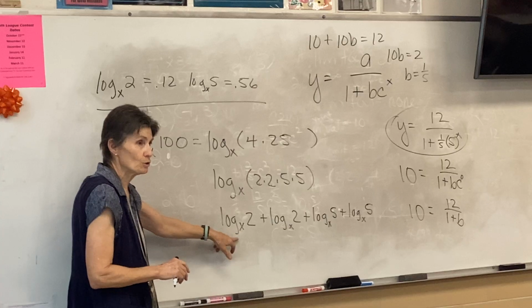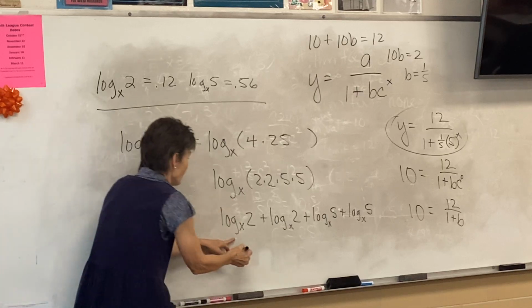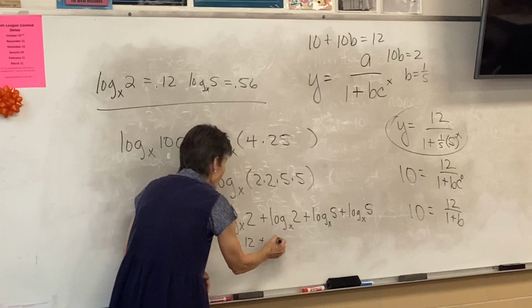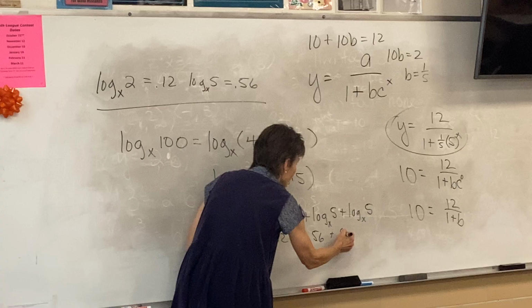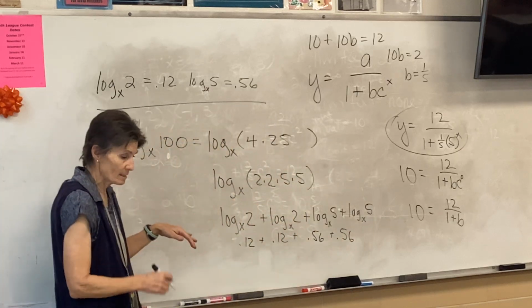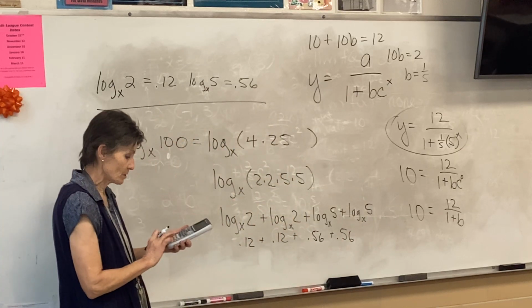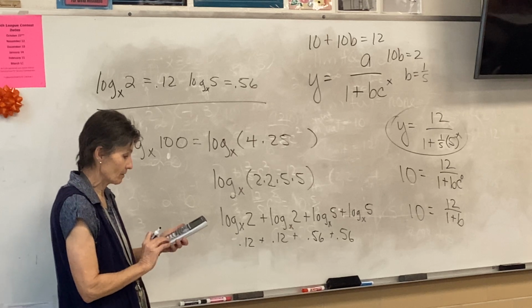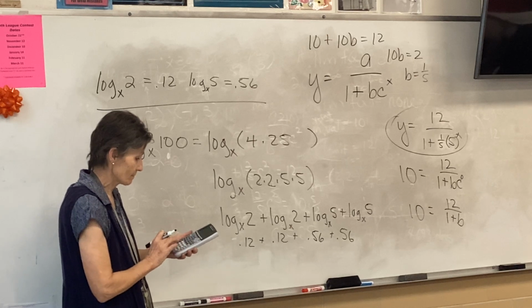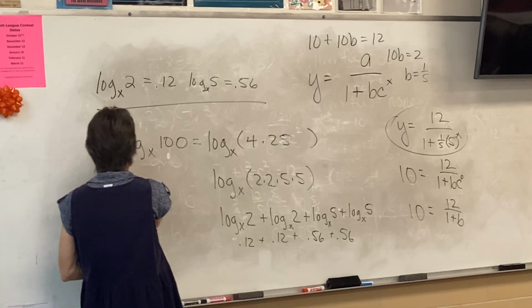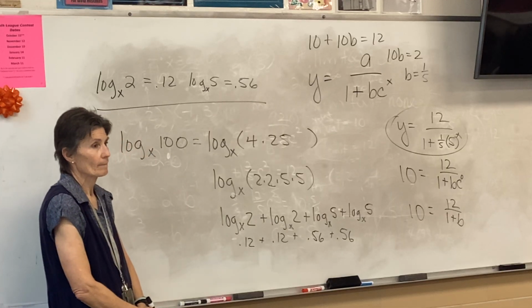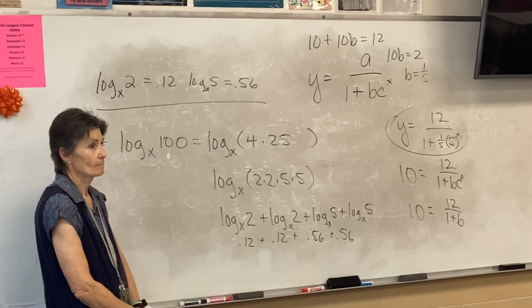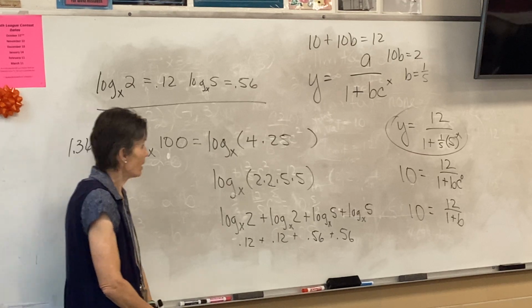What's the log of 2 according to the given? 0.12. And that one's 0.12. 0.56. So 0.56. So the answer is whatever all those are added up together. 1.36. So the answer to the problem is 1.36. Is that okay? All right.